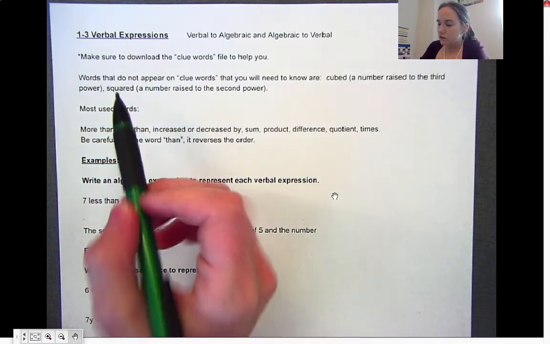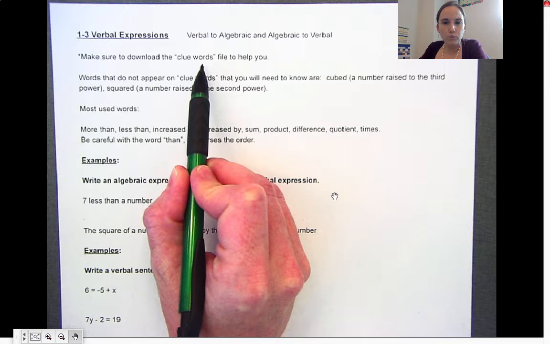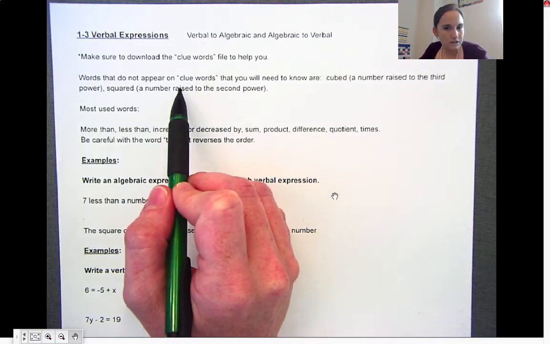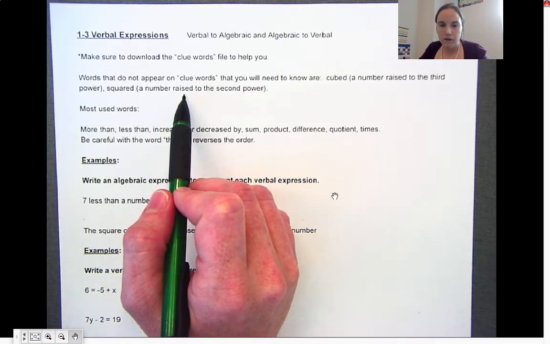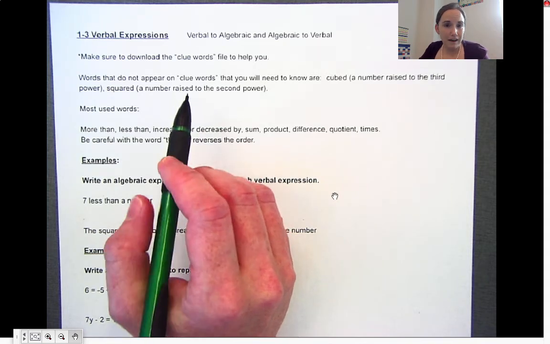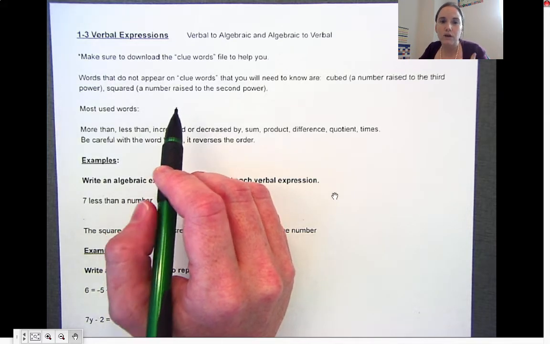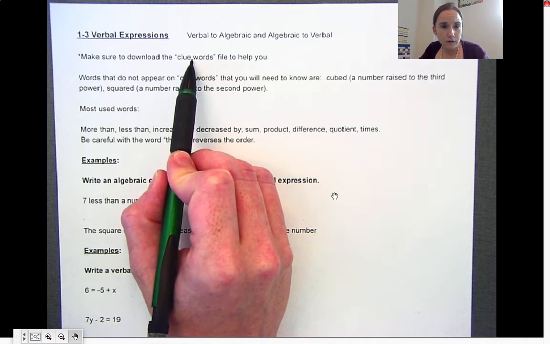So first, there's a file called Clue Words, and it's got a lot of words that are related, like if you're talking addition, sum, and plus, things like that. So those words that would mean to add, it will go through a list of different words. So if you need help figuring out those words, please refer to this file.